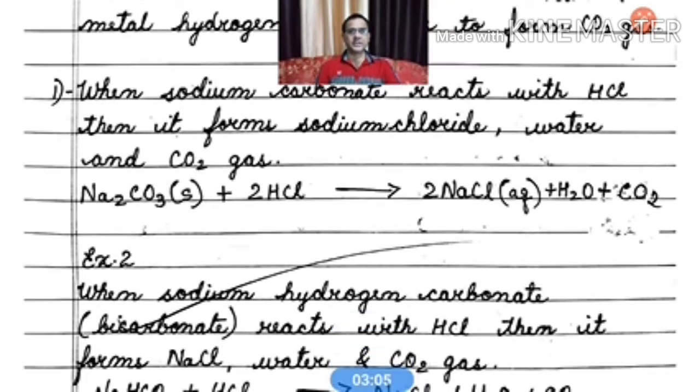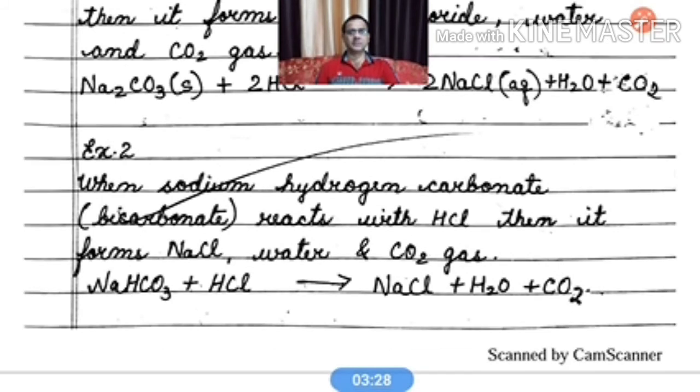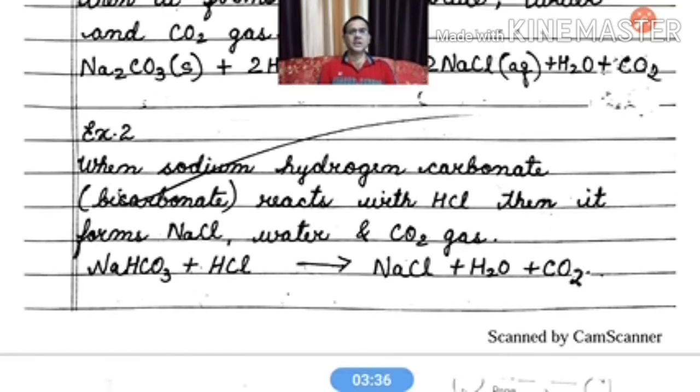HCl is hydrochloric acid, and when it comes in contact with the Na2CO3, and this is called sodium carbonate. When acid reacts with the sodium carbonate, it produces CO2 gas. So equation is Na2CO3 plus 2HCl give rise to 2NaCl plus H2O plus CO2. Now the second example, when the acid reacts with the hydrogen carbonate. So again I am reminding you, hydrogen carbonate is also called bicarbonate. So HCl is the acid, reacts with the sodium hydrogen carbonate, then it forms NaCl plus H2O plus CO2.